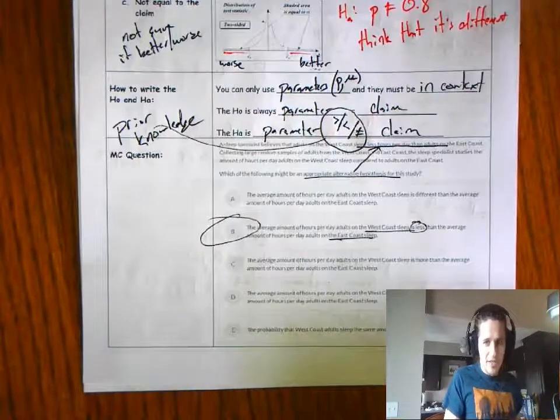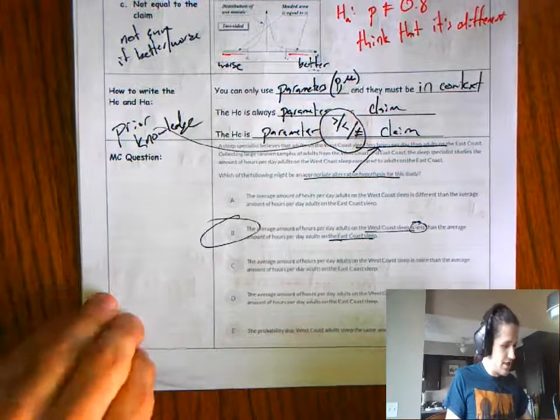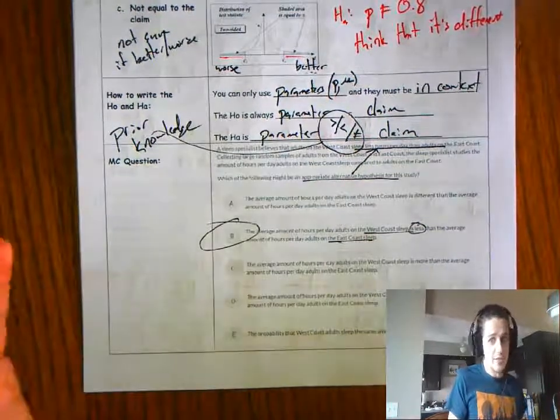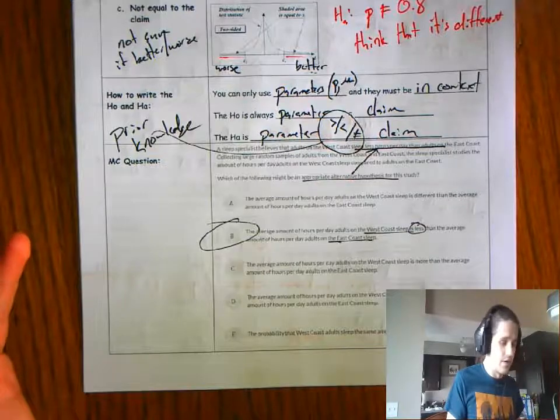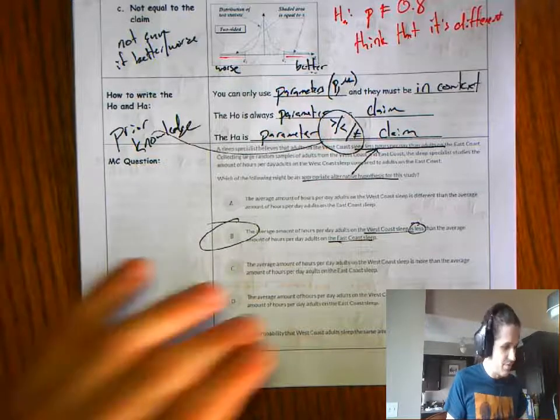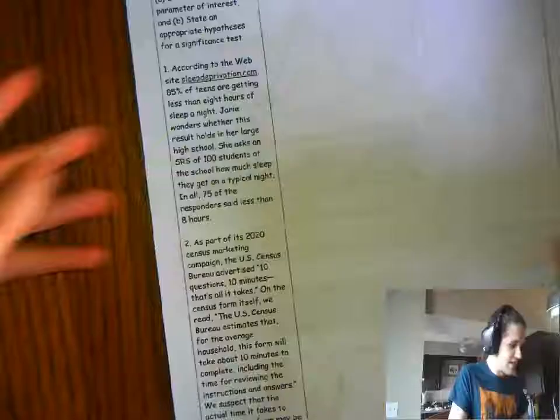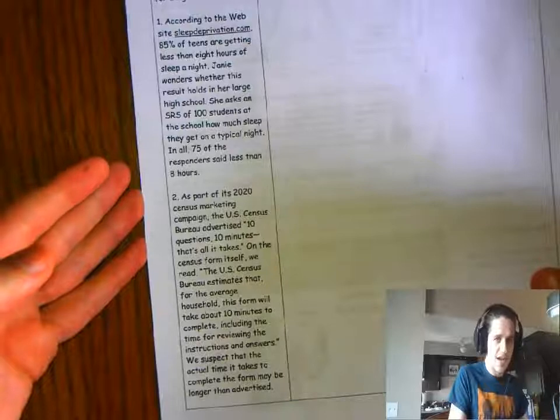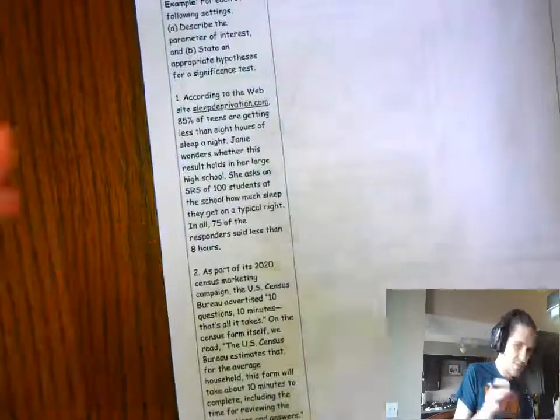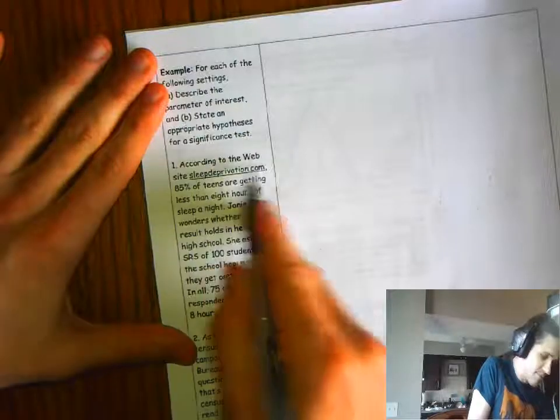All right, a couple pages in. Good deal. You are going to have to slow this down and read this. This is just the hard section. There's a lot of vocab here, and we haven't even hit the hard vocab yet. For each of the following settings, describe the parameter of interest and state an appropriate hypothesis for a significance test. Okay, let's go ahead and do this. You could pause it. That'd be great.